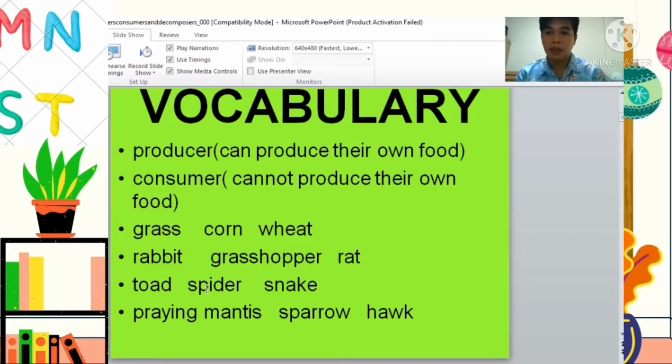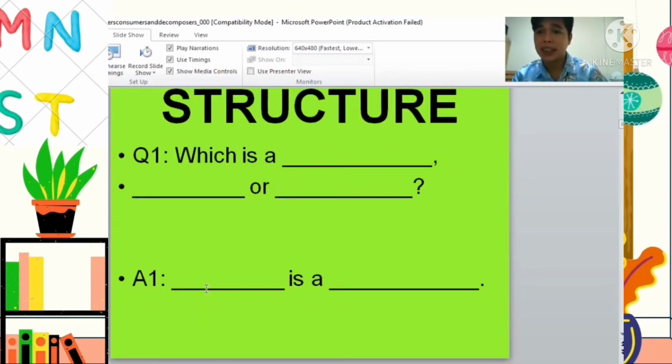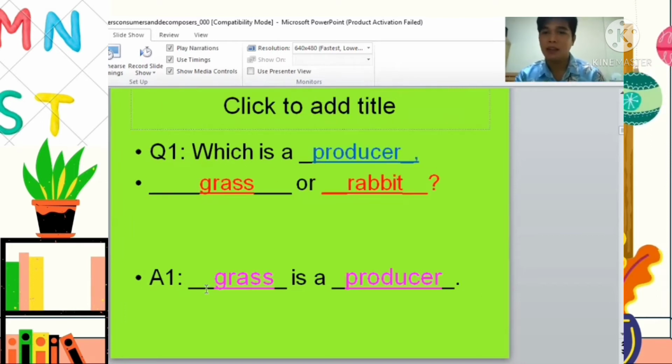Okay. Now let's proceed to our sentence structure. I will say, "Which is a blank, blank or blank?" You're going to answer, "Blank is a blank." Now let's practice. Which is a producer? Grass or rabbit? You are going to answer, "Grass is a producer."